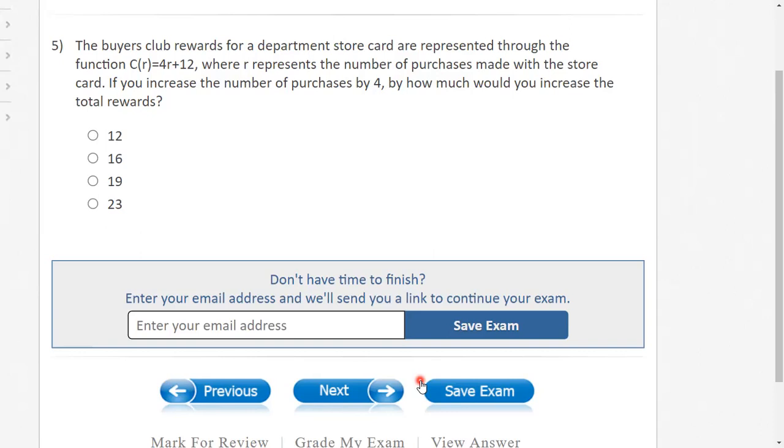Wait, is it? Oh, okay. Wait. So let me try again. So 4 times 4 is 16. Increase it by. Okay, I'm kind of confused by the wording. Can we just go over it?